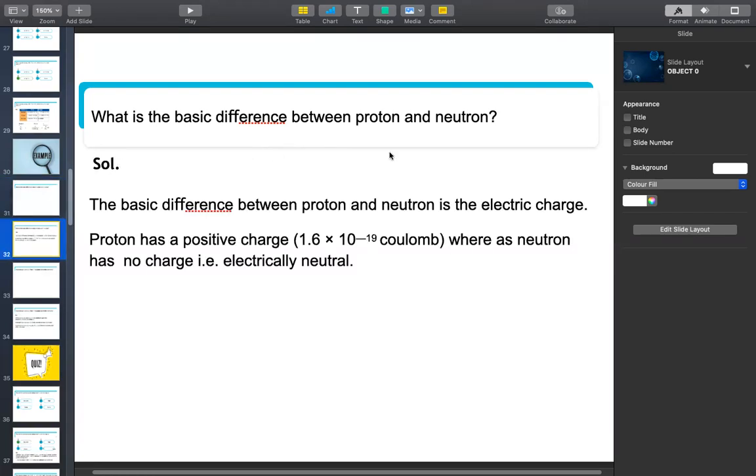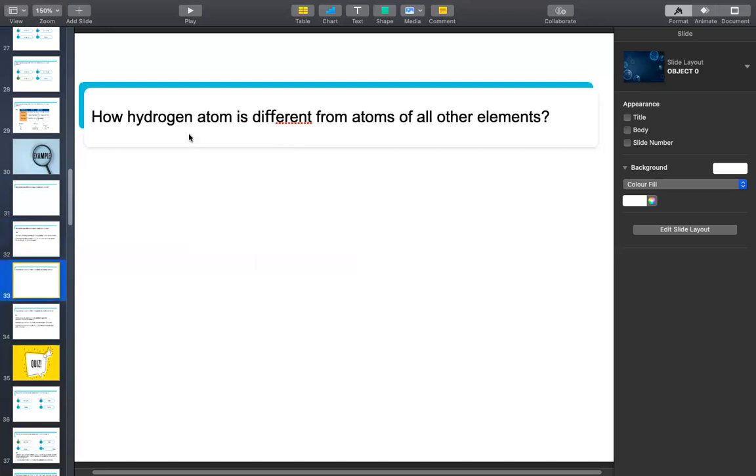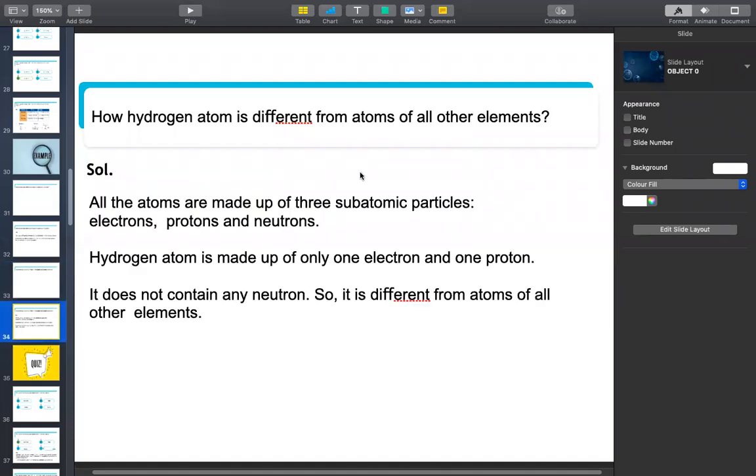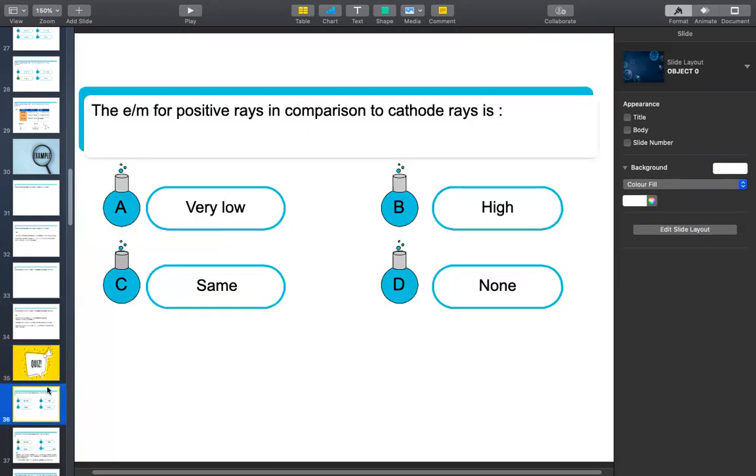What is the basic difference between proton and neutron? The basic difference is that proton is positively charged whereas neutron has no charge. Okay, how is a hydrogen atom different from an atom of another element? Write your answer. Hydrogen has no neutron, but other atoms have neutrons. Very good. Hydrogen just has a proton and an electron. Hydrogen is not having any neutron. Please remember this.